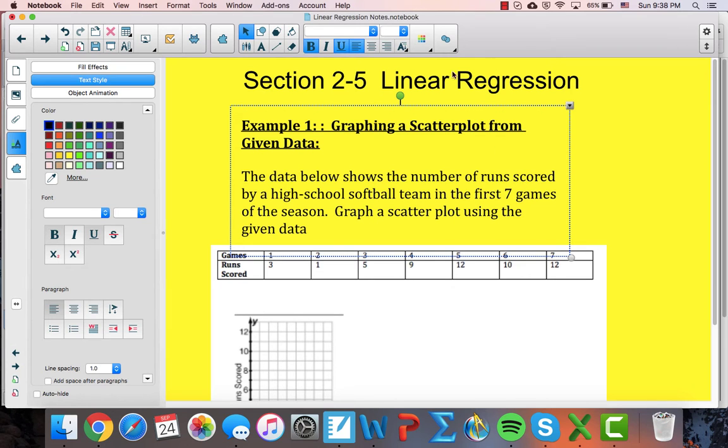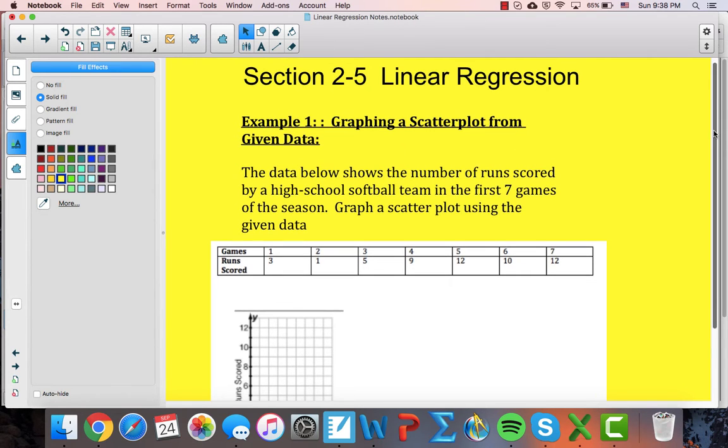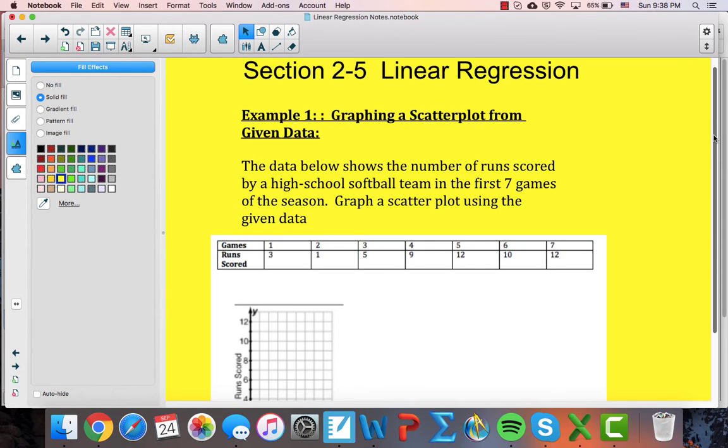Hi everyone. So today's lesson is going to be on linear regression. And we did start looking at the vocabulary at the top of your note packet. I asked you to define, and we had a little discussion on some of the terminology for linear regression. And I'm going to be referring to that terminology throughout the lesson. But today, let's start off by looking at graphing a scatter plot.